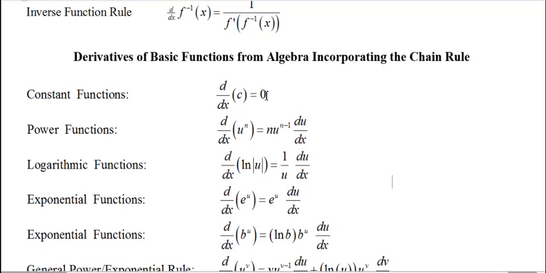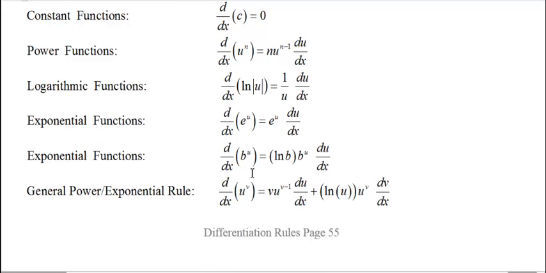The derivative of a constant is 0. Derivative of a constant function. The derivative of u to the n, where n is a constant, is n times u to the n minus 1 times the derivative of the u. The derivative of log of the absolute value of u is 1 over u times du over dx. The derivative of log of u without the absolute value is still 1 over u times du over dx, but we have to put the restriction that u has to be positive. The derivative of b to the u is ln of b times b to the u times the derivative of the u. And a special case of that, when b is e, is e to the u times du over dx.